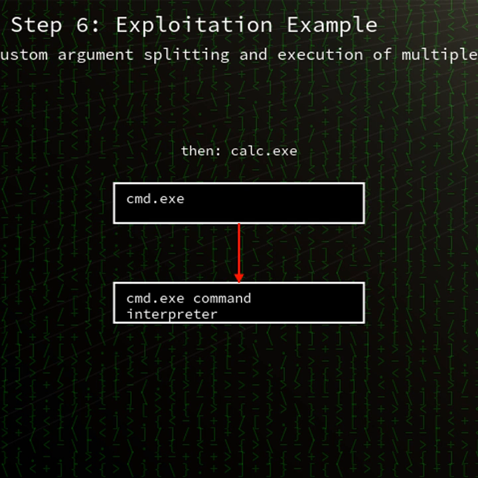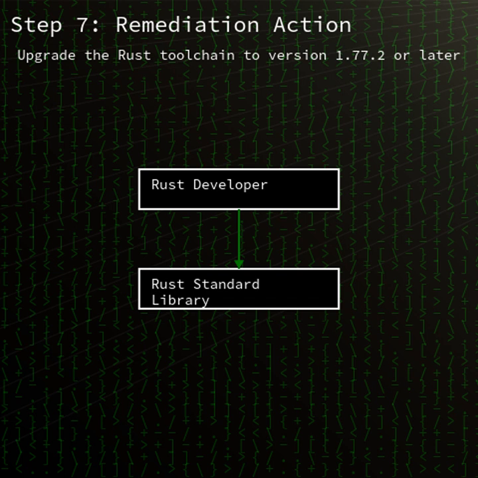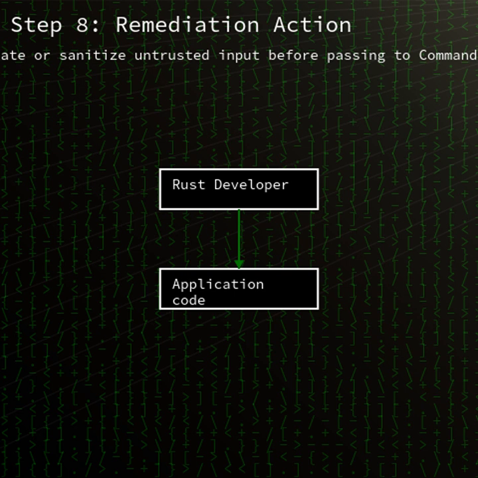In the fix, Rust's escaping routines were hardened, and the API now returns an InvalidInput error if safe escaping isn't possible. As a workaround, developers trusting their own escaping or only passing safe data can call CommandExt::raw_arg to bypass the standard checks.